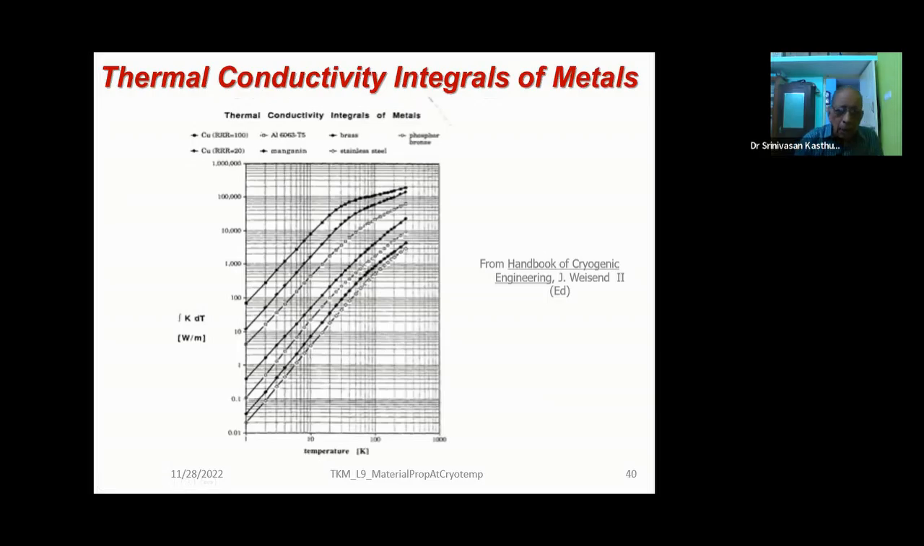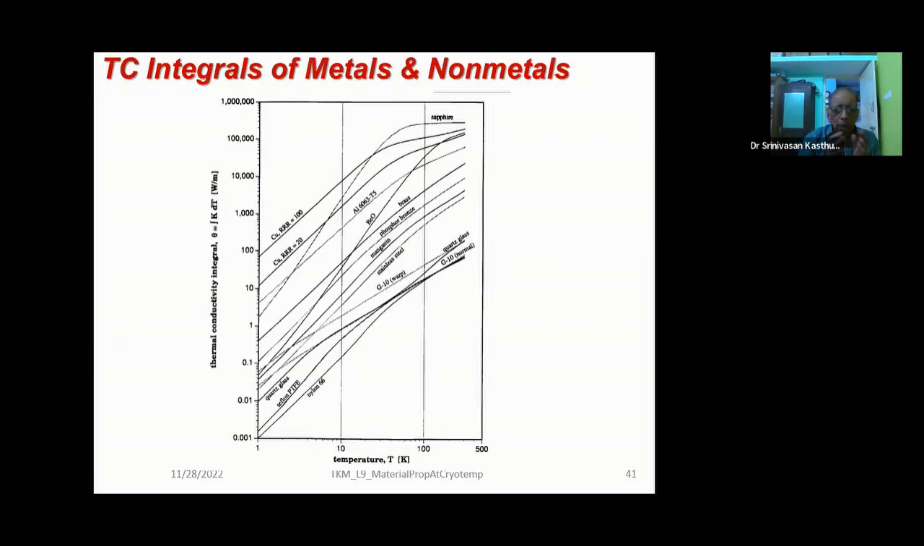So now the thermal conductivity integrals also are given for different materials, and this data is taken from Handbook of Cryogenic Engineering by John Weisend. Okay, and he is the editor for this particular book. So it is very useful information available for different materials at low temperature. Now, thermal conductivity integral also can be done for metals or non-metals. And obviously, you will see non-metals will have low thermal conductivity compared to metals. So therefore, the integral value also will be very small for non-metals compared to metals.